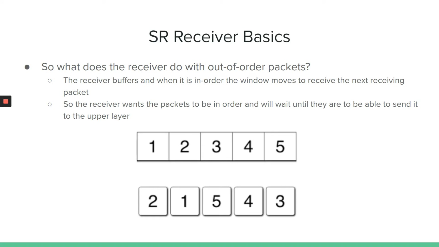Well, it turns out the receiver does not like things out of order, so it buffers and moves only when the in-order packet is received. The receiver wants the packets in order so that it can send them to the upper layer. So, in order is good, and out of order is bad. Now I'll hand it over to Drew, who will work through our example problem using Selective Repeat protocol.